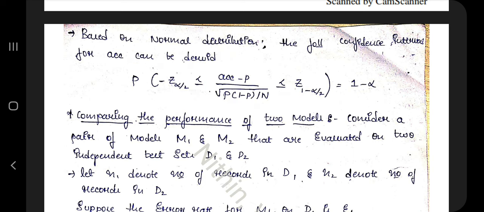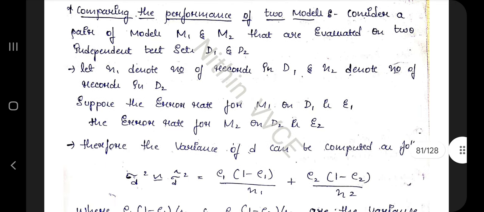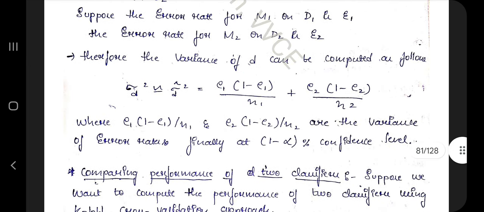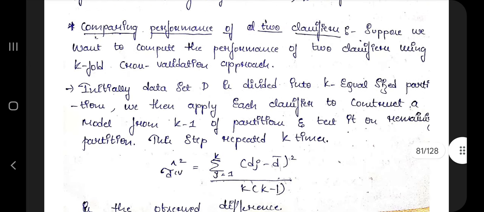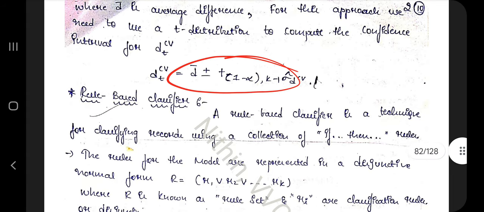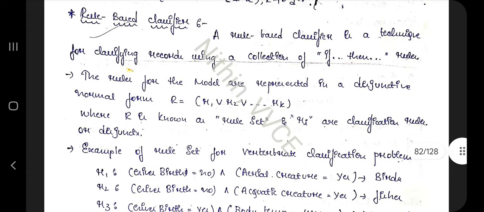Okay. Next is comparing the performance of two models. By using this formula, you'll compare the performance. You'll calculate variance and check whose variance is more and whose variance is less. Then comparing the performance of two classifiers. This is that formula. You'll divide the set into k equal size partitions and then you'll see which is the best performing set. Okay, so this is the formula, and those are the three methods.